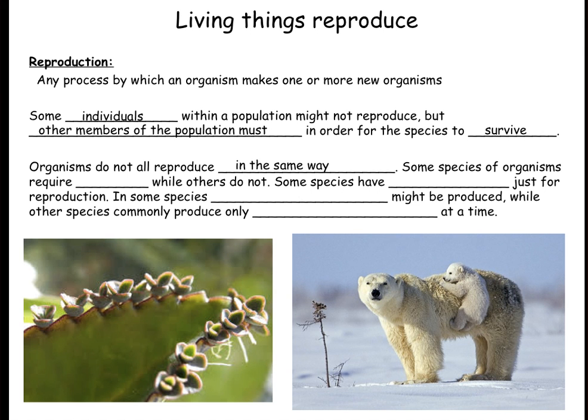Some species of organisms require mates, while others do not. Some species of organisms have specialized cells for reproduction. In some species, hundreds of offspring might be reproduced. Like here in our picture of this kalanchoe plant, along the edges there are hundreds of baby kalanchoe plant offspring. In other cases, some species may produce only one or two offspring, like our mama polar bear here on the right.